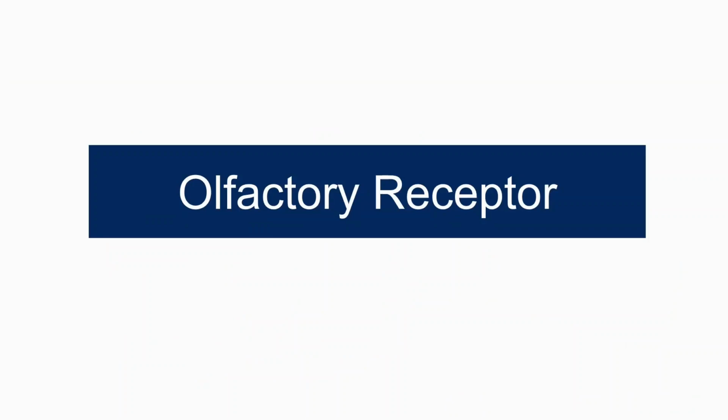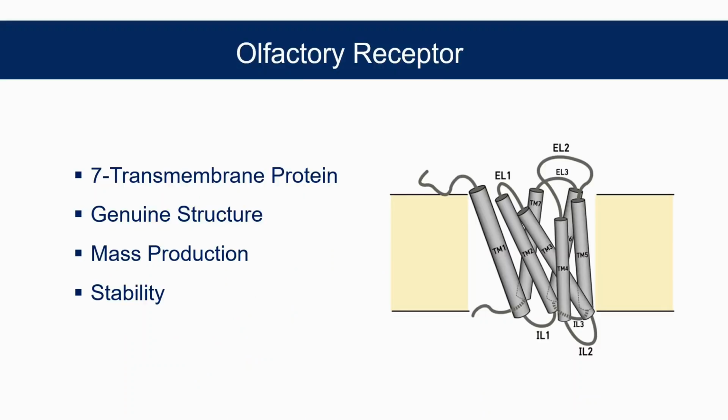At this time, I'd like to go briefly into the olfactory receptor as a biomolecule for the biosensor. The olfactory receptor is a 7-transmembrane protein. It is a membrane protein. It crosses the membrane in and out 7 times, so it has a very complicated structure. And it should have a genuine structure even on the biosensor, as in the cell membrane itself.